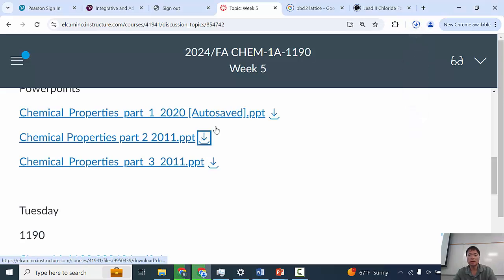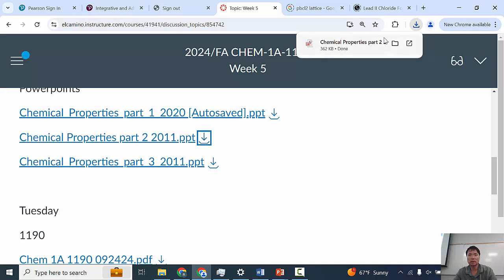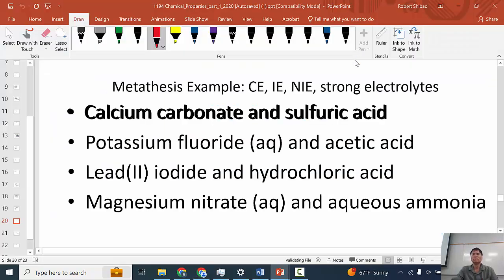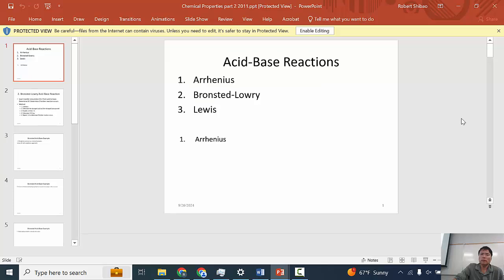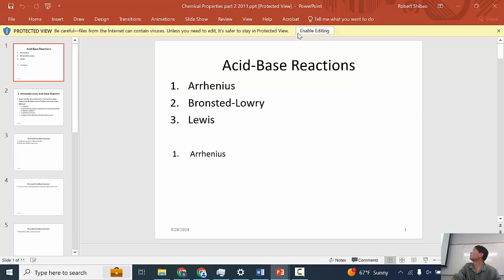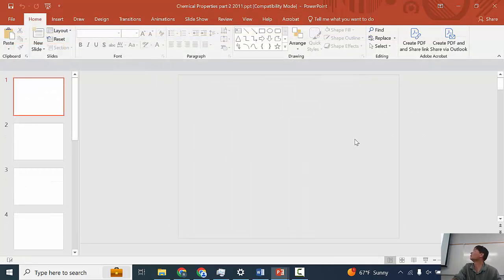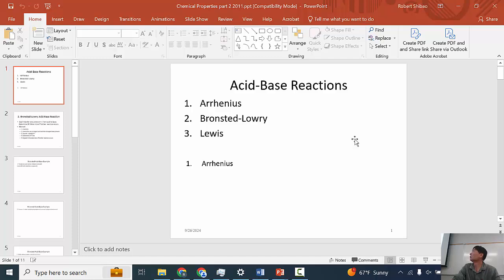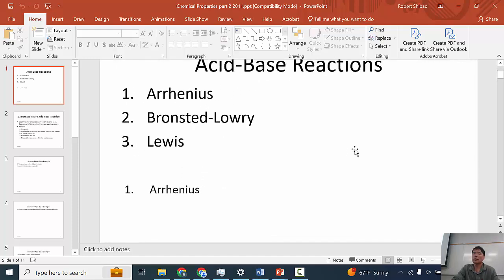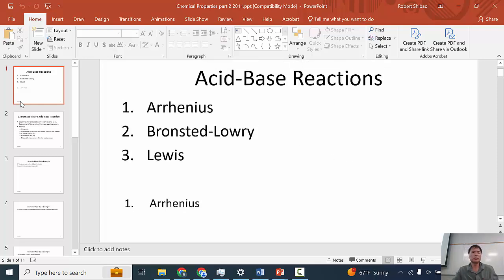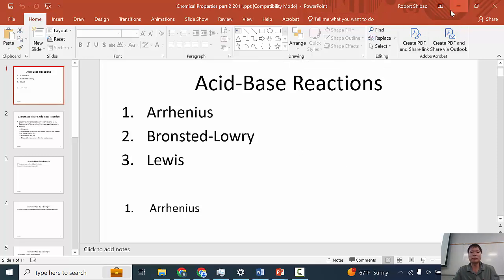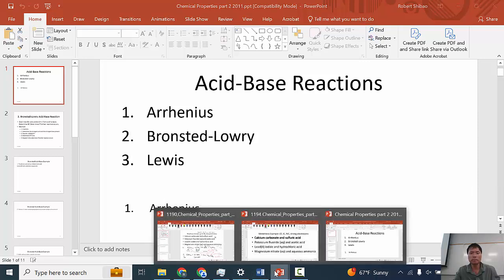Okay, we're going to continue chapter 5 stuff, and then I'll talk about the exam later. But yesterday we left off with metathesis. Metathesis reactions are basically just your double replacement reactions. The only difference is I don't call it double replacement, because if I call it double replacement, certain things confuse people.